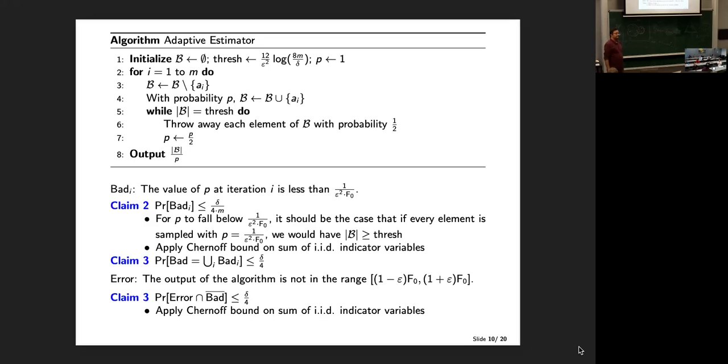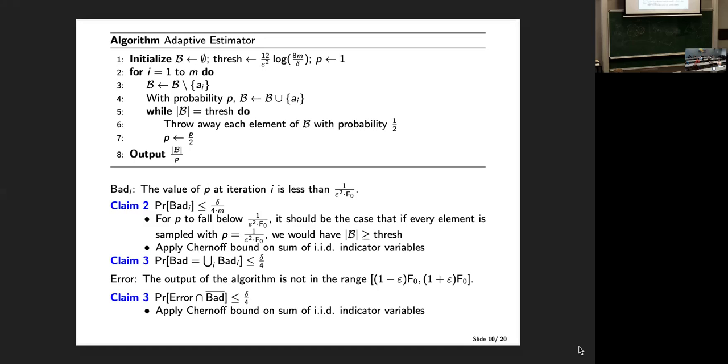Is small m the same for all the sets? Small m is the number of elements in the stream, the stream size. So I have to do a union bound over all the stream length. I can explain why some dependence on m is required, because one thing you can see here is that the value of P monotonically goes down. It never goes up. And that kind of causes a problem.